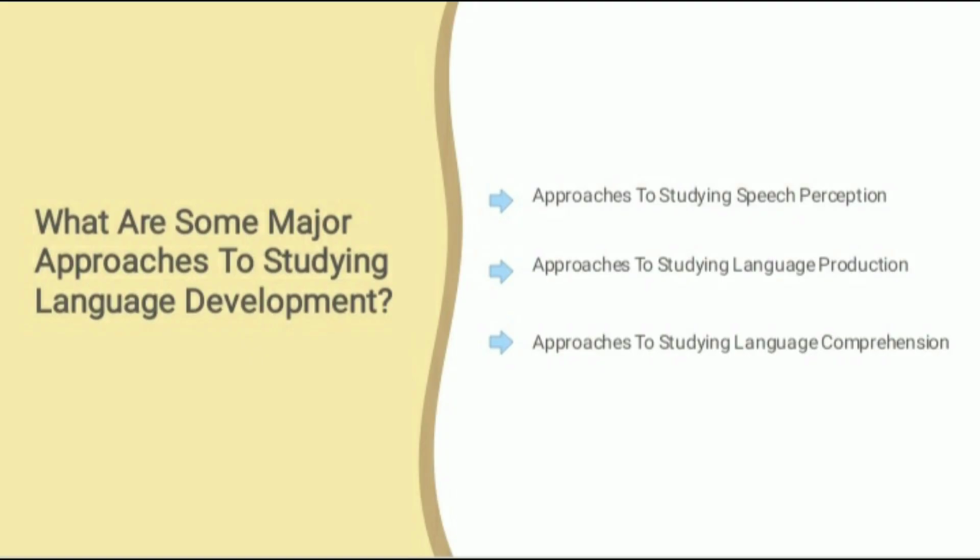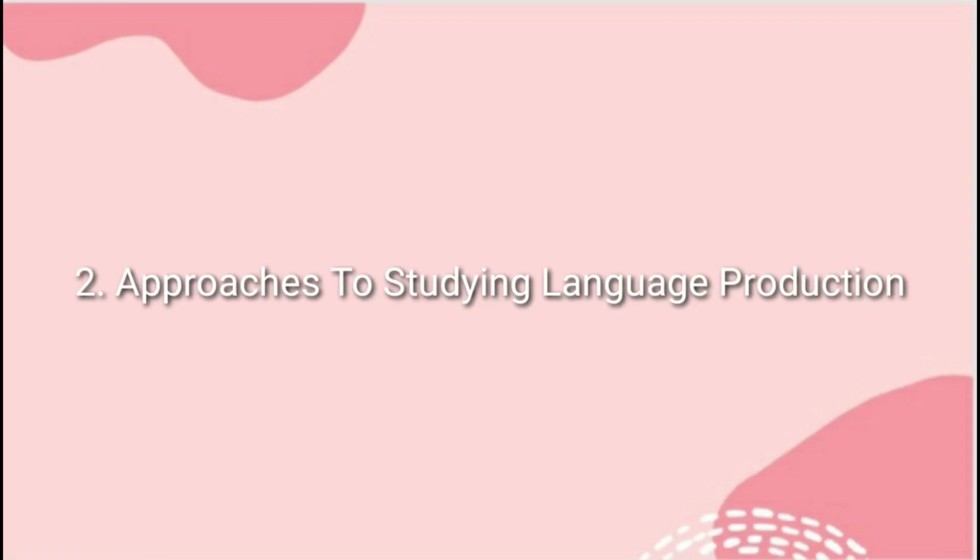For example, the extent to which infants differentiate speech sounds from non-speech sounds. Number 2. Approaches to studying language production. These studies may also require children to repeat sentences, so researchers can determine whether they have a grasp of certain grammatical structures. For example, an examiner may ask a child to repeat the sentence.